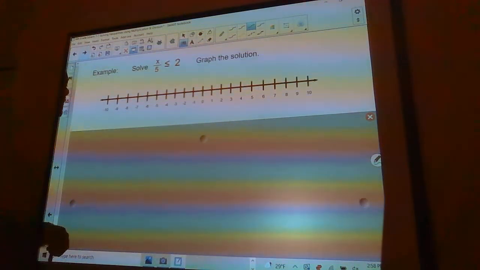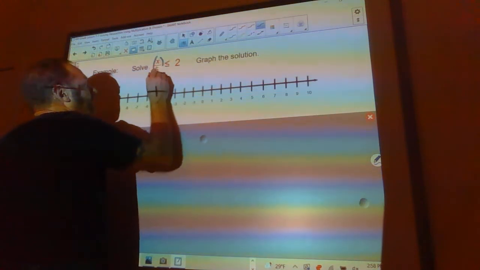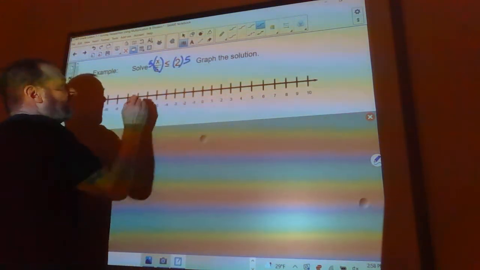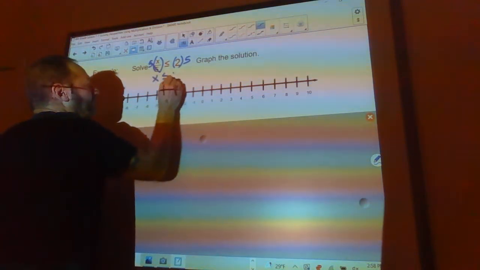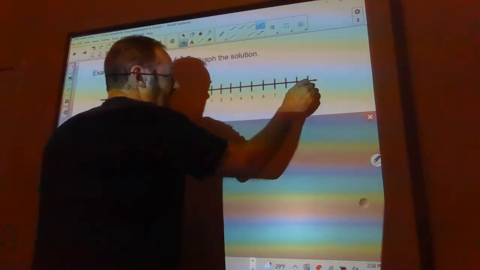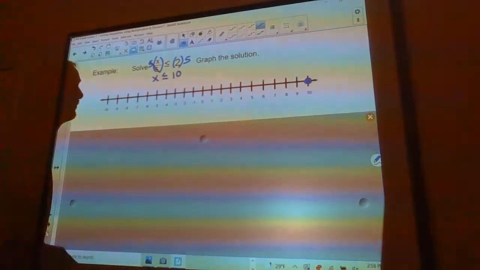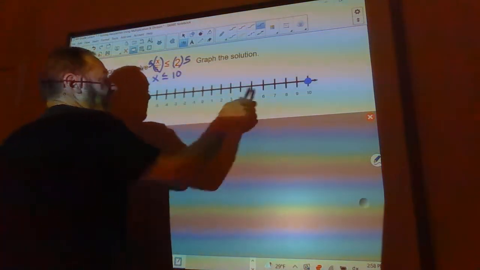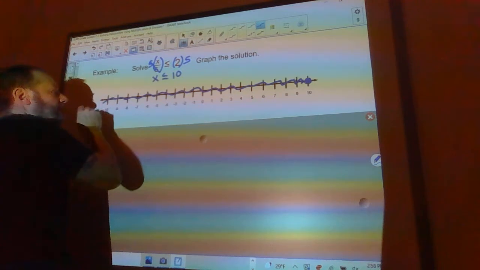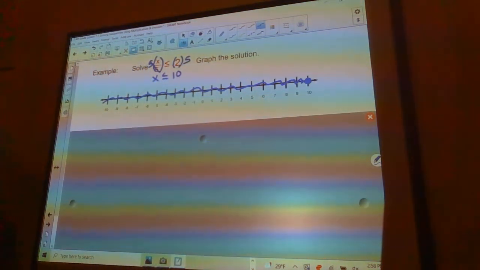Here we've got one. x over 5 is less than or equal to 2. So we're going to multiply both sides by 5 to get rid of this 5. x is less than or equal to 10. So I'm going to go over here to 10. I get a closed dot. Remember, it's a closed dot because equal to is an answer. And then less than, I'm going to shade this side. Anything above here is not going to be a solution.